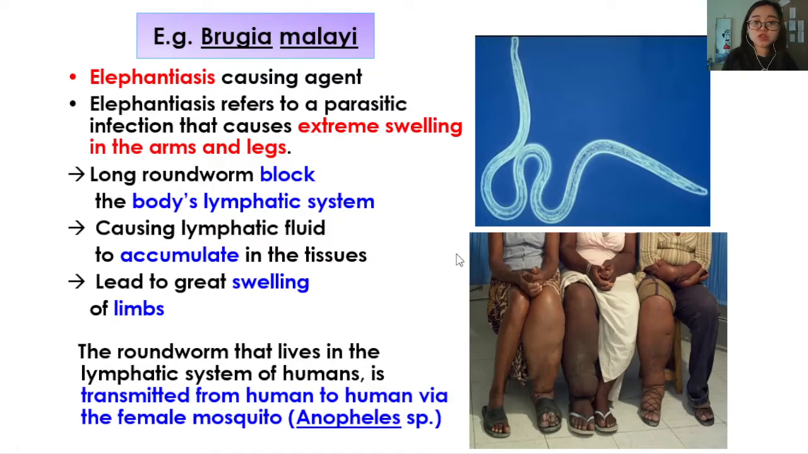Kalau ada orang yang sudah ada cacing Brugia malayi ini, nyamuk pergi hinggap, hisap darah orang yang terjangkit. Nyamuk pergi kepada orang yang sihat, hisap darah orang yang sihat, cacing Brugia malayi ini akan bergerak daripada badan nyamuk itu kepada badan pesakit kedua. So itulah cara infection untuk elephantiasis berlaku. So the vector here is the female mosquito Anopheles and also human as host.